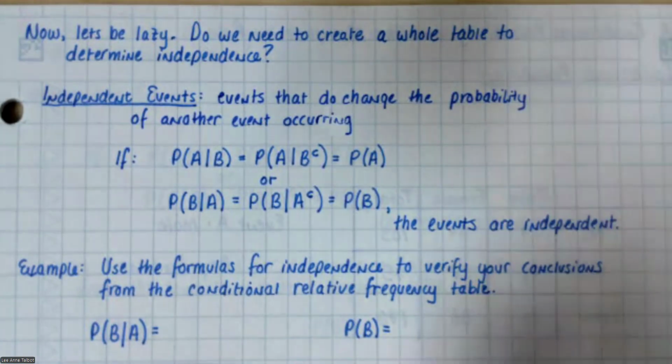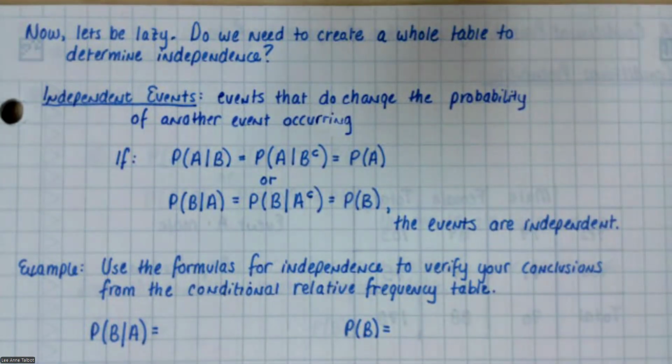So events could be independent because they have nothing to do with each other, like tossing a coin and rolling a dice. Those would be independent, just common sense wise.